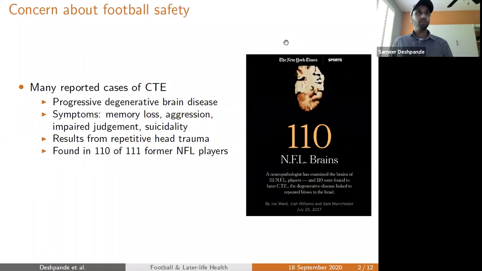So over the last decade or so, we've seen an increased concern over the safety of playing football. I think there are two main drivers for this. The first was a series of newspaper reports about high profile suicides of former professional players and former collegiate players. And then more subsequent reporting came out about former college players and former professional players really suffering from pretty adverse health events.